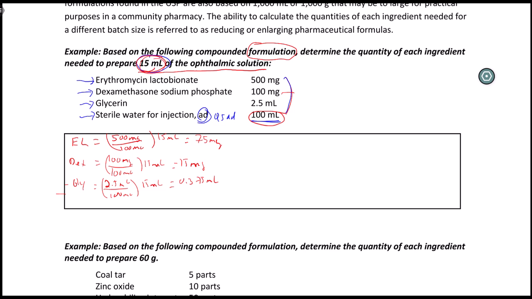And then the sterile water, right? Sterile water for injection. This would not be a number we really can calculate. All we can say is that you would QS to 15 mLs. Right?